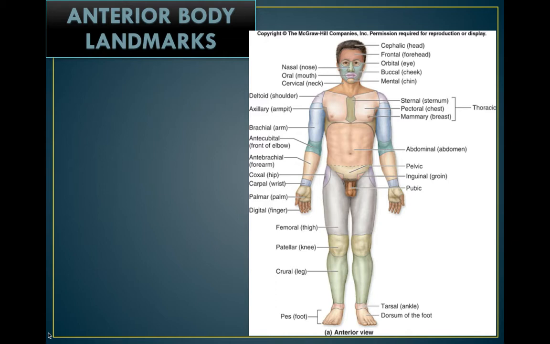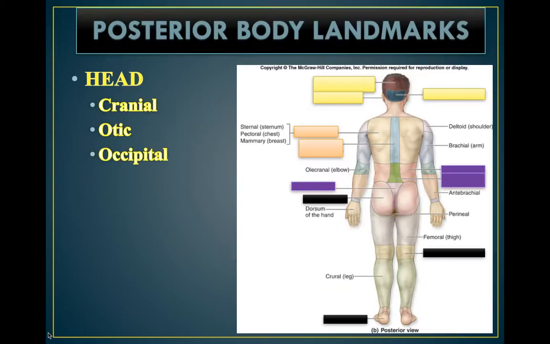All right, transitioning to, I believe, the posterior view. If we switch diagrams, posterior view. Some of these terms are the same as they were on the front. Your deltoid on the back of your body is still called your deltoid region. Your brachial region is still called your brachial region. Antebrachial, same. Femoral, same. Crural, same. So these would be new terms that would be applied to the posterior surface of a body.